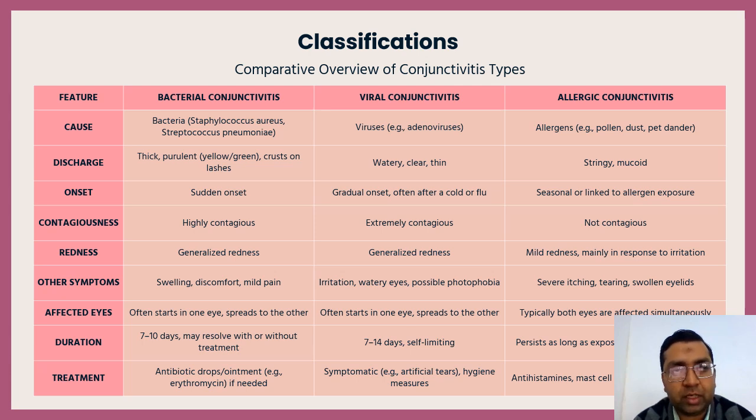Then onset: sudden onset takes place after the eye is infected with Staphylococcus aureus or pneumoniae, and gradual onset often follows a cold or flu. In allergic conjunctivitis, it is seasonal or linked to allergen exposure. If our body is exposed to the allergen, we may get allergic conjunctivitis. Then contagiousness: bacterial is highly contagious, but viral is extremely contagious, meaning it can be easily transferred from one person to another.